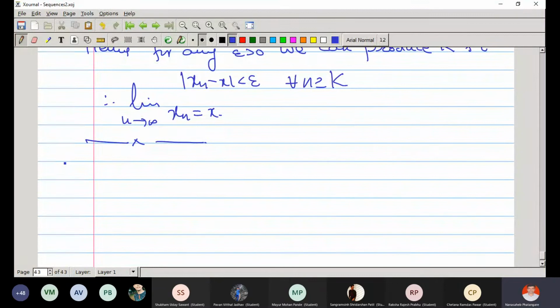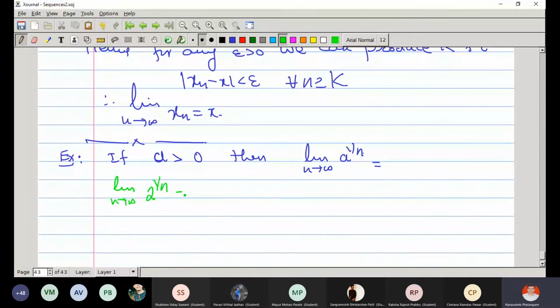So for example, if a is greater than 0, then what is the limit of a raised to 1 by n as n tends to infinity? What do we expect? What is the limit? For example, what is limit n tends to infinity 2 raised to 1 by n? Or what is limit n tends to infinity 2 by 3 raised to 1 by n?